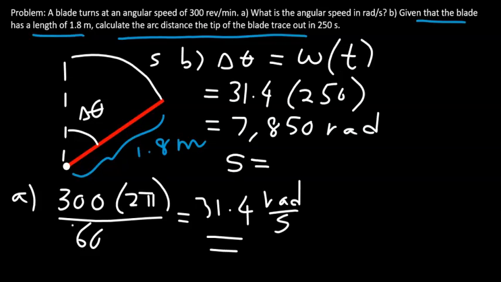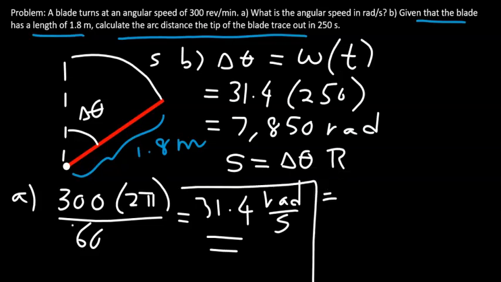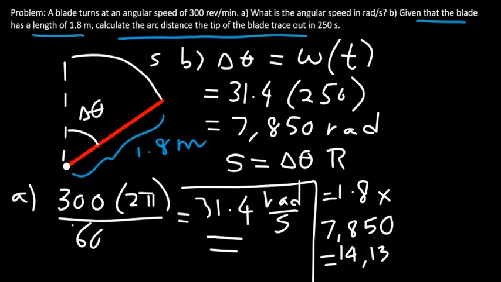And now we can get the arc length. It is just the angular displacement times the radius. So the radius is 1.8 meters times 7,850 radians, and that's going to give you 14,130 meters. And that solves the problem.